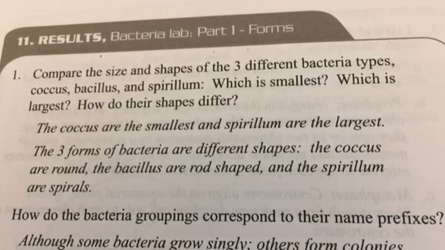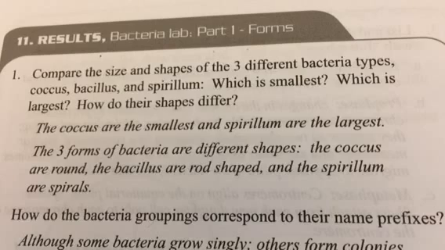I'm going to start on page 53 where you have your questions. That's the lab that we did today, the bacteria lab. Number 1, compare the size and shapes of the 3 different bacteria types, Coccus, Bacillus, and Spirillum. Which is the smallest, which is the largest, and how do their shapes differ?